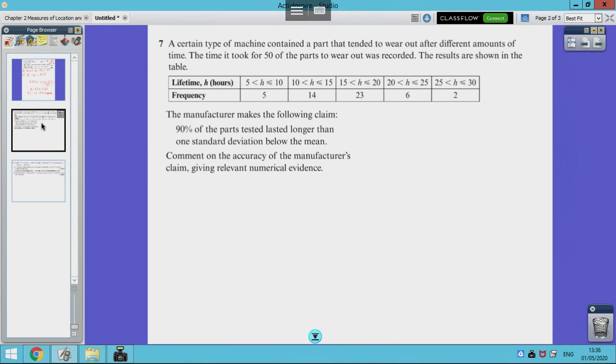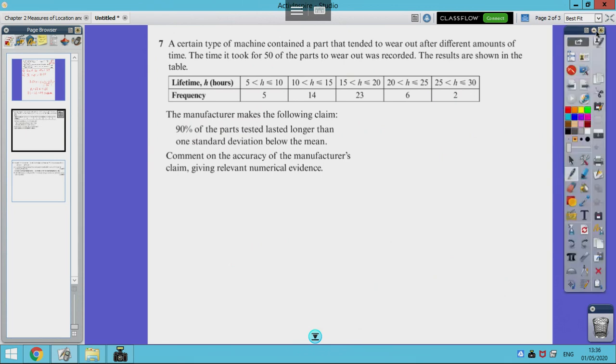Maybe I'll leave number 8 just so you can go back and have a go yourself rather than me doing everything for you. Okay, the important bit here, if I can just show you this bit here. This bit here: the 90% of the parts tested lasted longer than 1 standard deviation of the mean. Comment on the accuracy of the manufacturer's claim, giving relevant numerical evidence. So they're claiming that 90% of their parts lasted longer than 1 standard deviation below the mean this time.